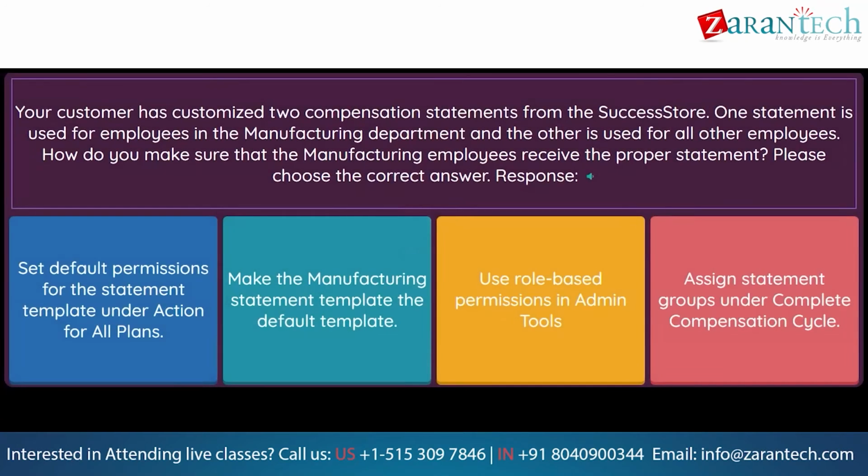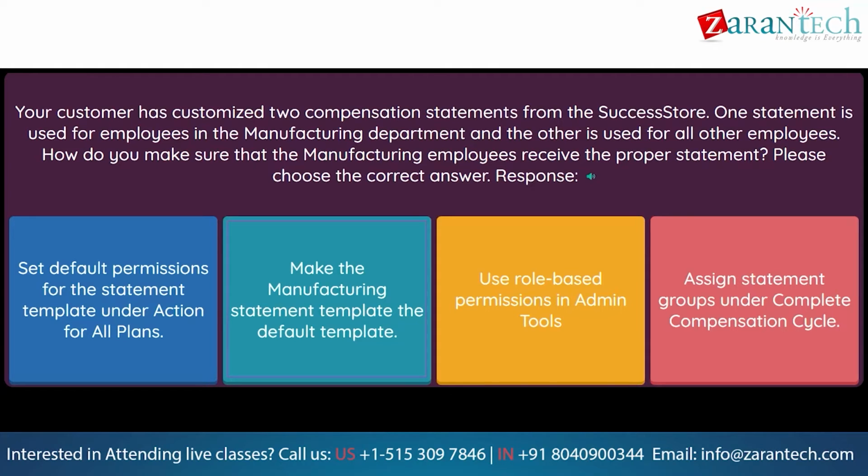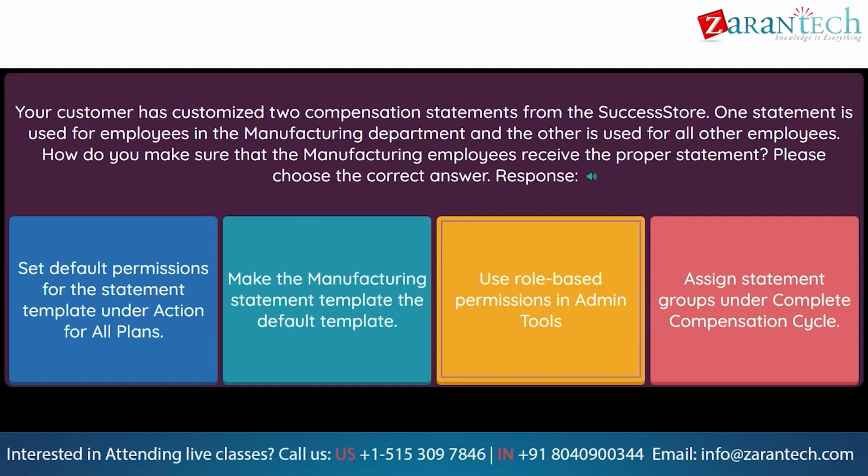Question: your customer has customized two compensation statements from the Success Store. One statement is used for employees in the manufacturing department and the other is used for all other employees. How do you make sure that the manufacturing employees receive the proper statement? Please choose the correct answer. Option 1: set default permissions for the statement template under Action for all plans. Option 2: make the manufacturing statement template the default template. Option 3: use role-based permissions in admin tools. Option 4: assign statement groups under complete compensation cycle.